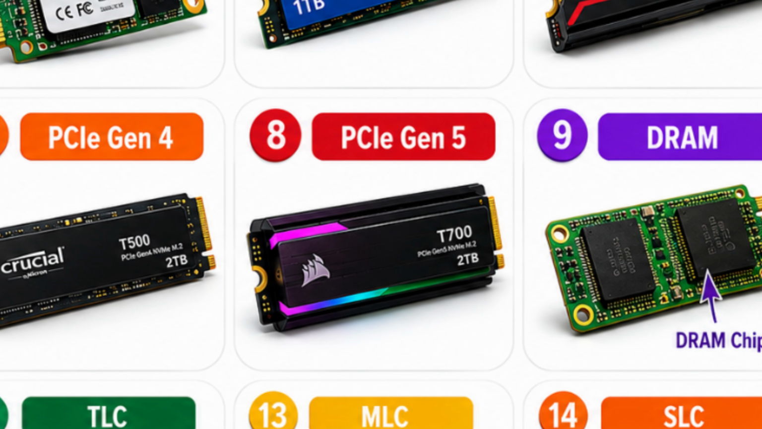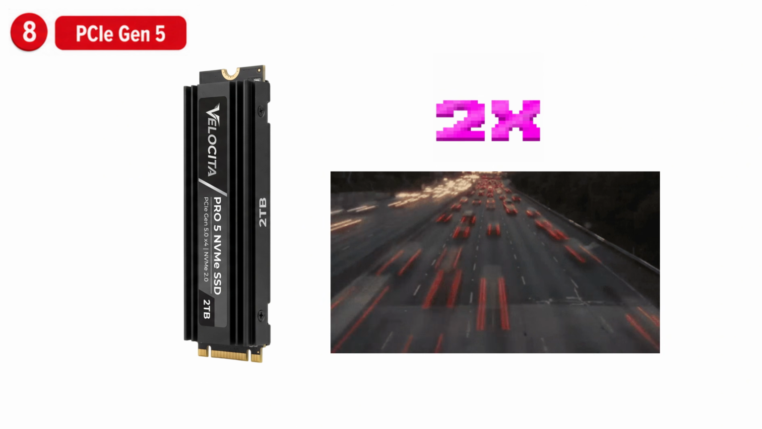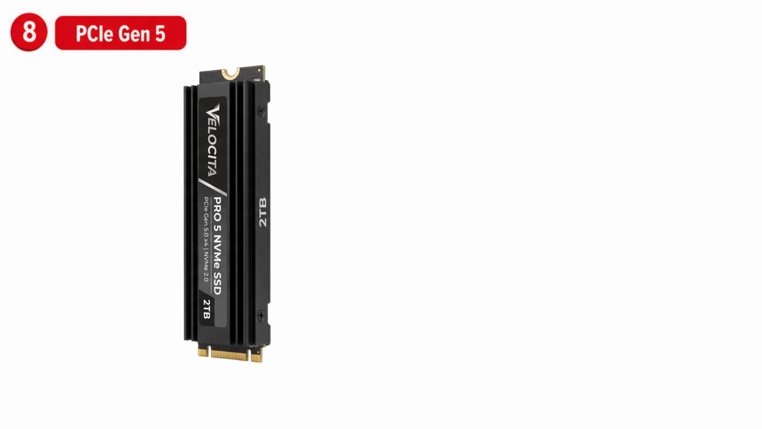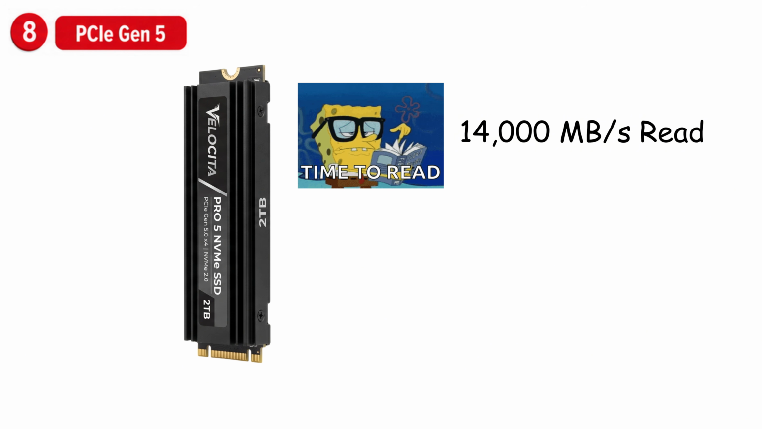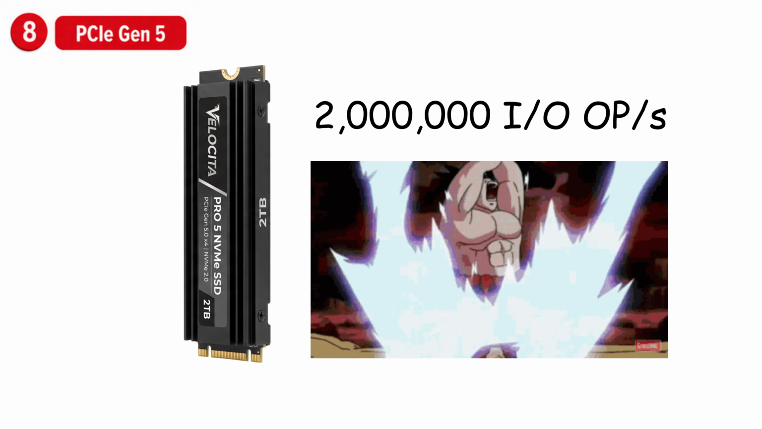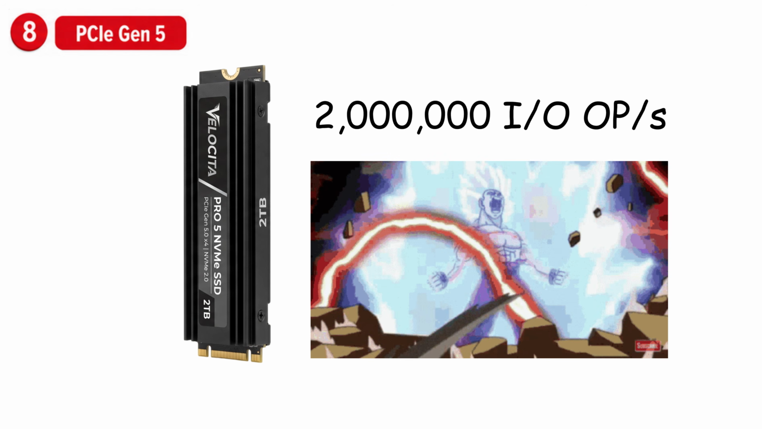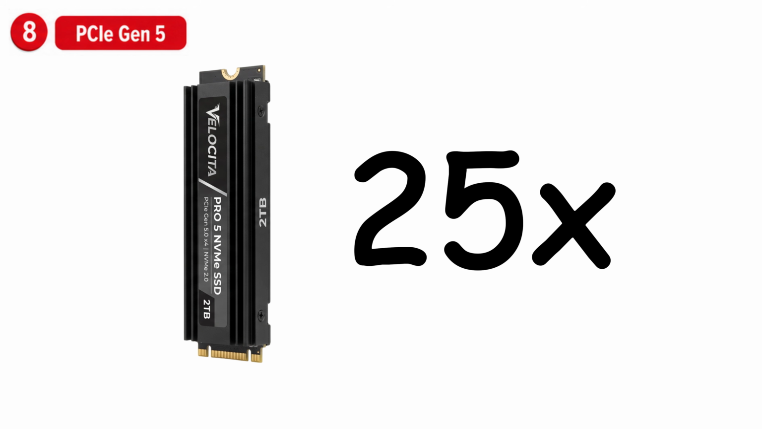PCIe Gen 5. Once again, bandwidth is doubled. Top-tier Gen 5 SSDs often surpass 14,000 megabytes per second for reads and 12,000 megabytes per second for writes, achieving over 2 million input-output operations per second. This performance is about 25 times greater than that of a SATA SSD.